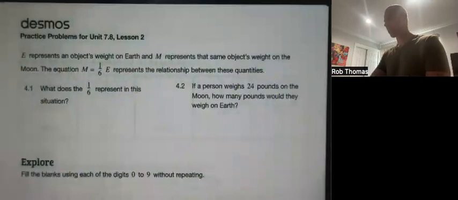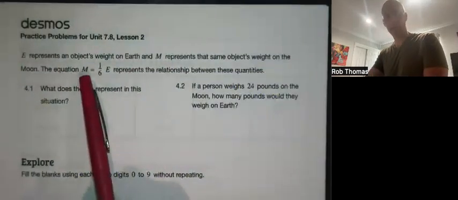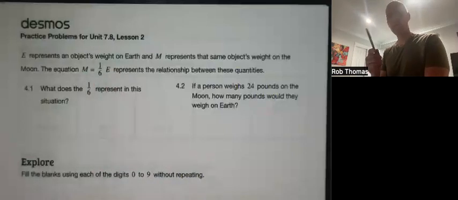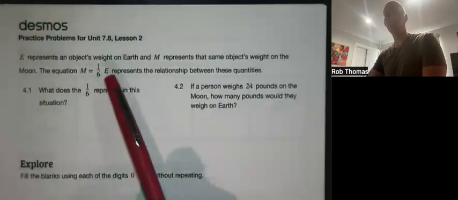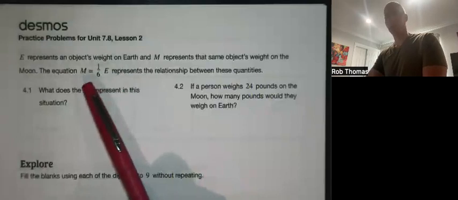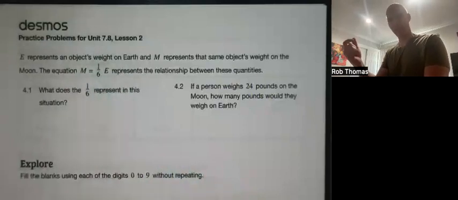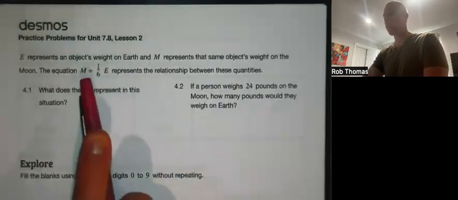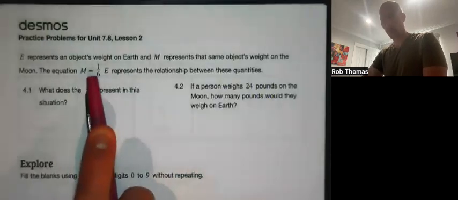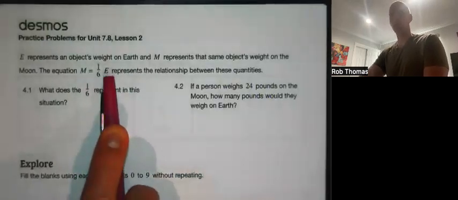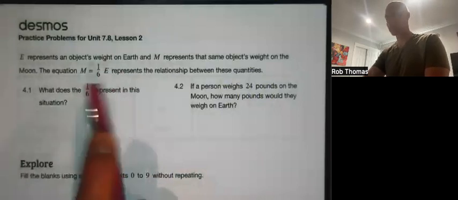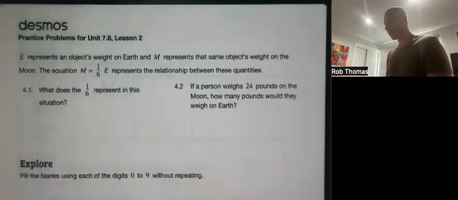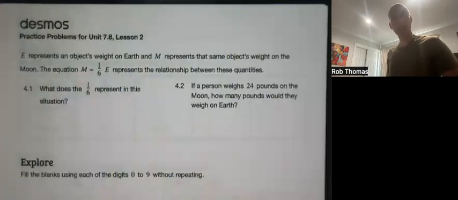But either way, your moon weight is equal to 1/6 of your Earth weight. Now for some students, it looks a little weird because it's like, well, wait, why is the 1/6 with the E if it's the moon that is 1/6 of the Earth, right? You have to make sure you're reading it properly. Read it out loud to yourself this way, and hopefully it makes more sense. Your moon weight is equal to 1/6 your Earth weight. So even though the moon is the one that's 1/6, the 1/6 needs to sit with the E so they can multiply together. All right, so 4.1, what does 1/6 represent in this situation?